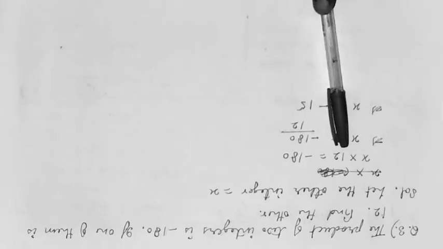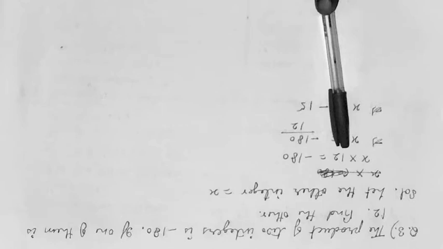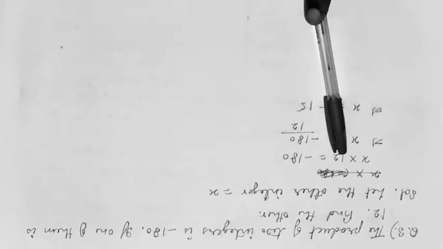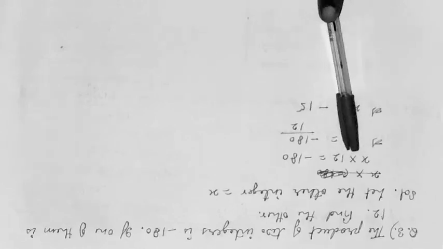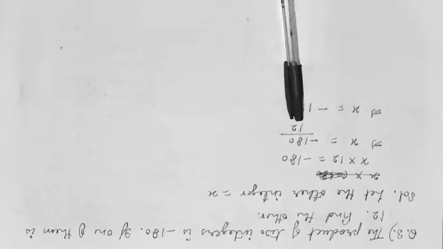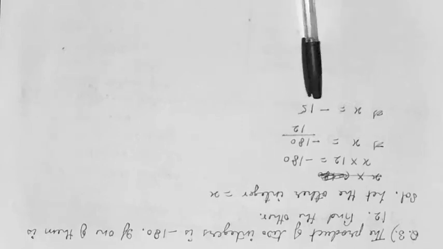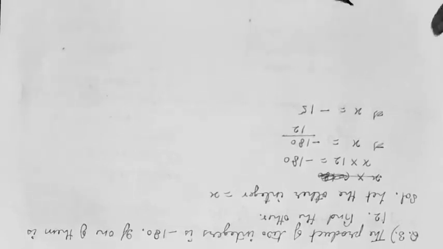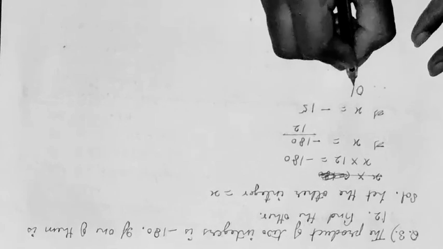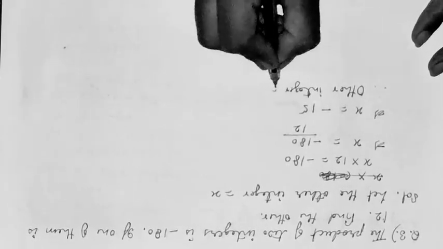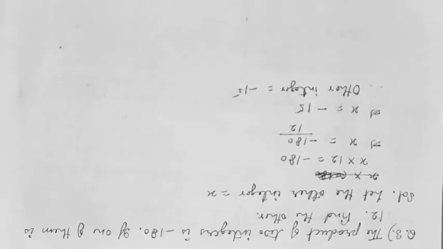Now better keep one thing in mind here, that whatever the sign of the number here, that will not change. Because this is multiplication, we are going to divide the number, so the sign will remain the same. So minus 180 divided by 12, answer is minus 15. So the other integer is minus 15. So this is how we will solve this type of question. Now I am giving one more question.